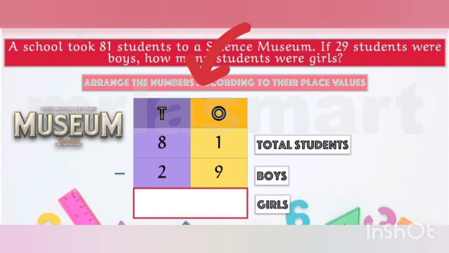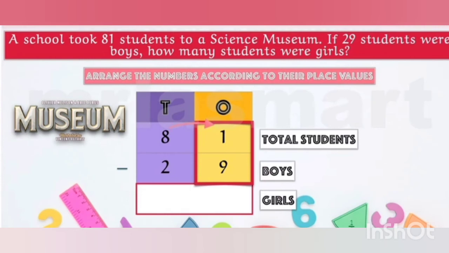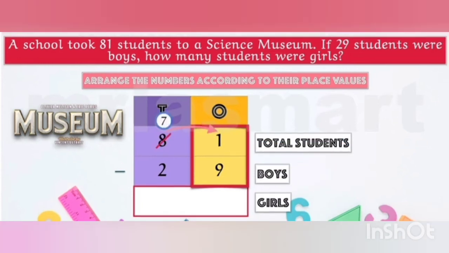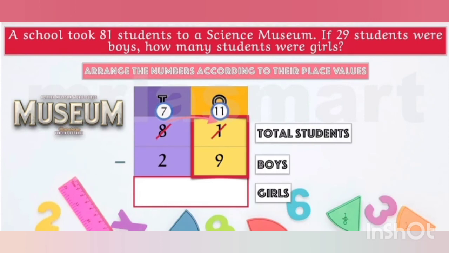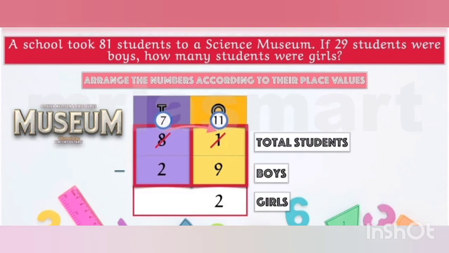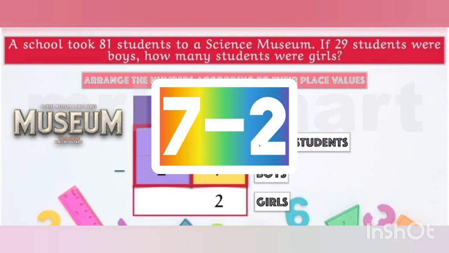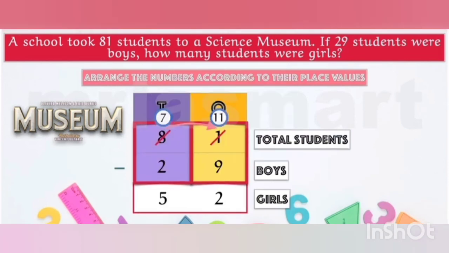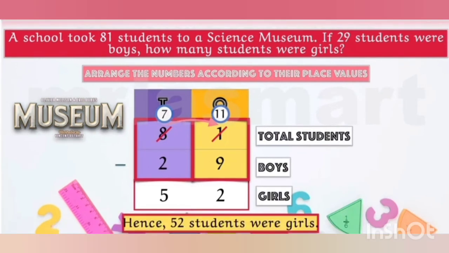Now starting from right, here again the minuend is smaller than the subtrahend, so we will take a borrow from 8, that is in tens place. So after taking 1 borrow from 8, 7 is left in tens place and 1 in ones place will become 11. Now on subtracting 9 from 11, we get 2, and then moving forward to tens place, on subtracting 2 from 7, we are getting 5. So on subtracting 29 from 81, we are getting the difference 52. Hence 52 students were girls.